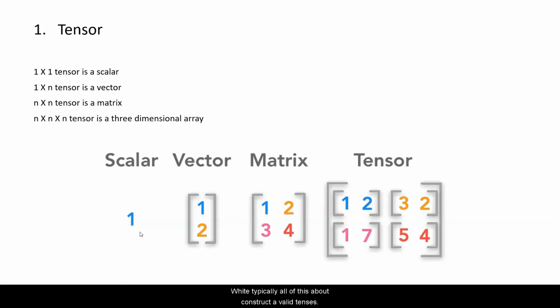While typically all of these above constructs are valid tensors, normally when we speak of tensors, we are generally speaking of the generalization of the concept of a matrix to n greater than or equal to 3 dimensions. So we will normally refer only to tensors of 3 dimensions or more as a tensor in order to avoid confusion.